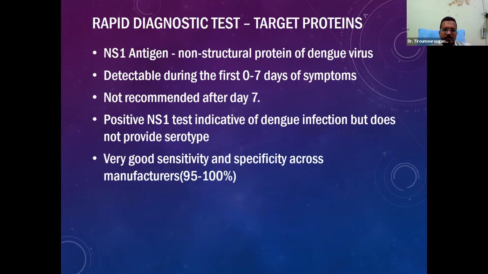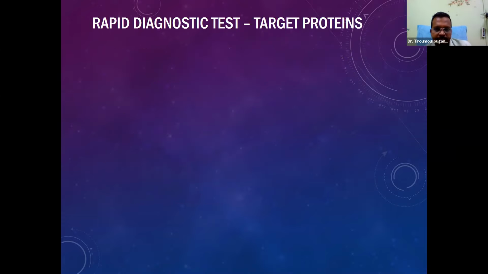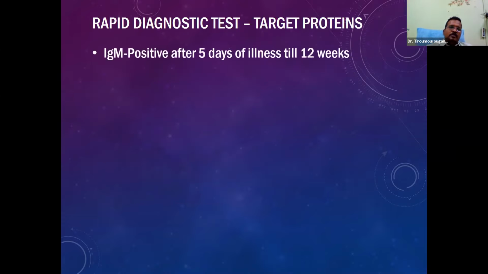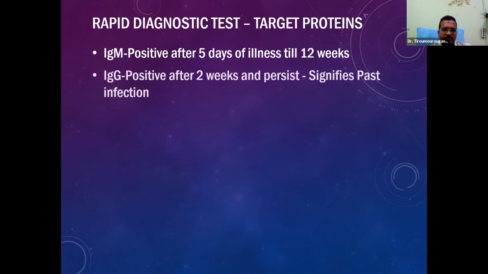So it is pretty good. And it has got a very good sensitivity and specificity. So this is one of those rapid diagnostic tests which has got a lot of relevance in our acute management. And as I said, it's a good test to both rule in and rule out dengue. What about doing IgM? Now, IgM can be positive from anywhere after 5 days till up to 12 weeks, and so does IgG, which can be positive after 2 weeks and can persist for months to years together. So it does signify positive for past infection.